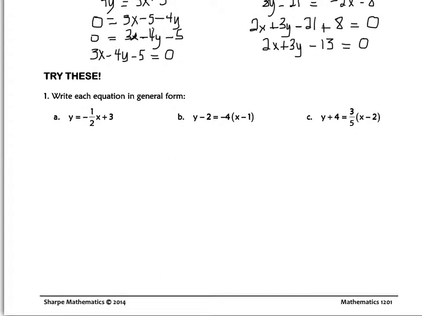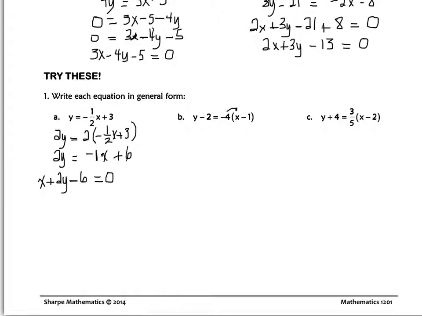First one there is slope-intercept form, so we're going to double both sides to get rid of the fraction. So that's 2y equals 2 times negative a half, which is negative 1 x, and 2 times 3 is going to be 6. So then we want to bring everything to one side. So the negative x comes over to the other side as a positive x. And you can put the 1 in front if you want. You don't need to, though. It's understood 1. 2y is going to stay where it is. And then you bring the 6 over. It's going to become a minus 6.